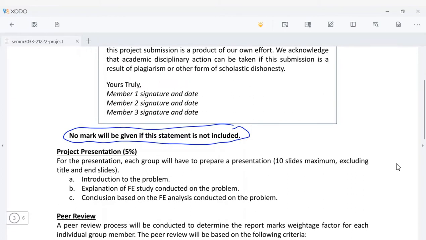Now we have the project presentation here, 5%. So the total here is 15%. For the presentation, each group will have to prepare a presentation, 10 slides maximum, excluding title slide. You will be talking about introduction, explanation, and conclusion. Every member of the group must present. Kalau ada tiga, everyone must present and do the presentation.